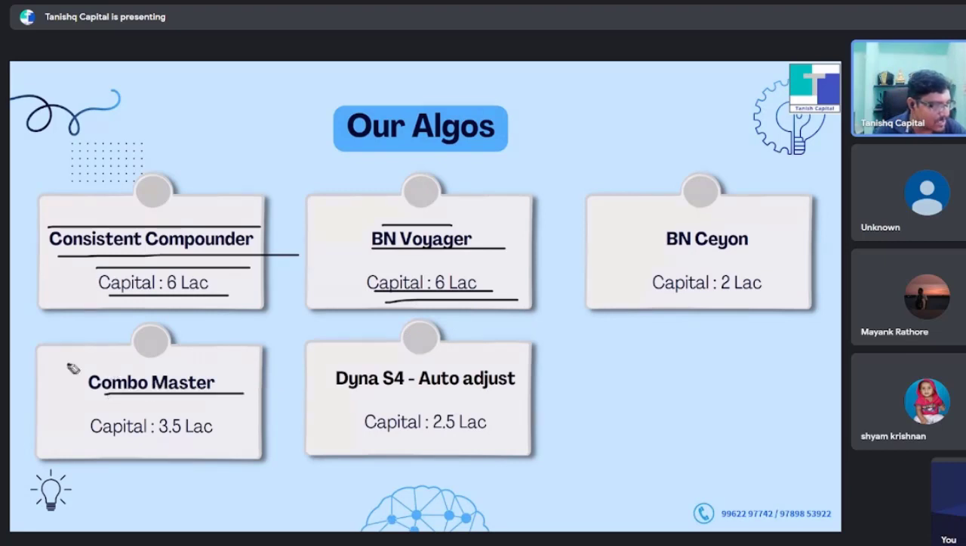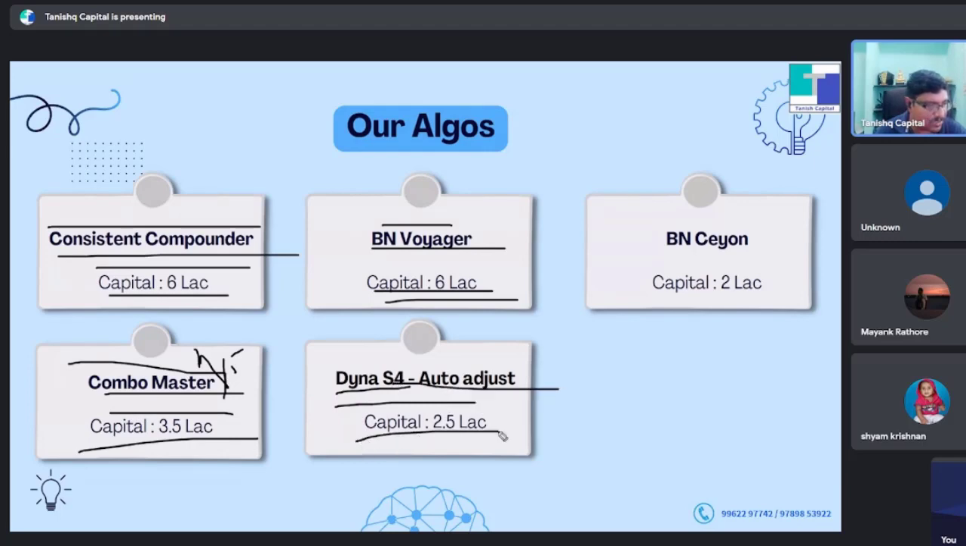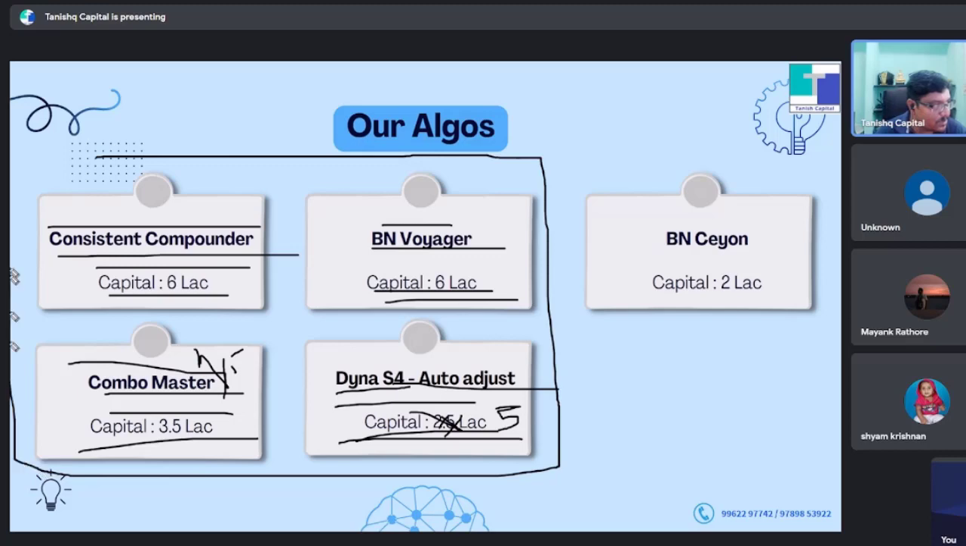Okay, so that is for a 6 lakh capital. Then Combo Master. What it does is, not only one index, it takes both Nifty and Bank Nifty, and it will try to manage based on the conditions. And then Dyna S4 auto adjust. I think it deploys around, no, not 2.5 lakh, I guess it is coming around 5 lakh. Okay. Whatever algo I'm doing, I'm not selling anything, I'm very clear. I want to deploy on my own and make money on my own, and I may be deploying it for many clients of mine, provided I'll be making money through that algo through profit sharing. That's it. That is my sense.